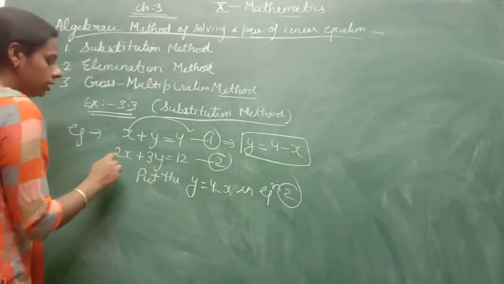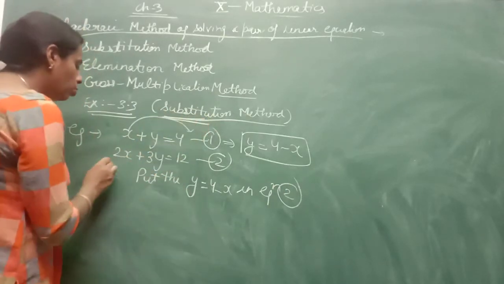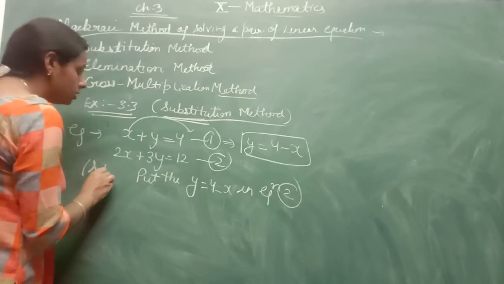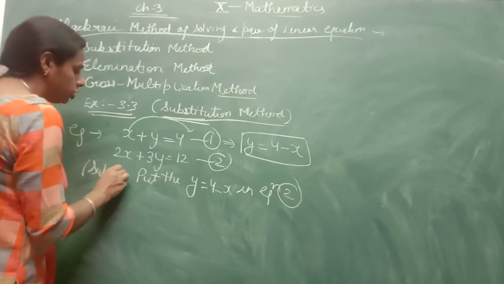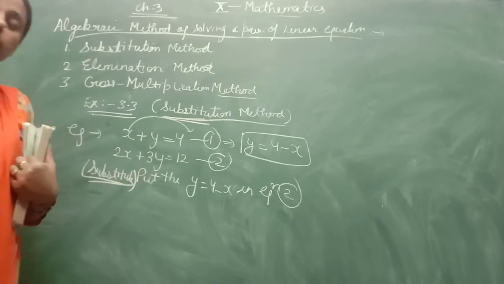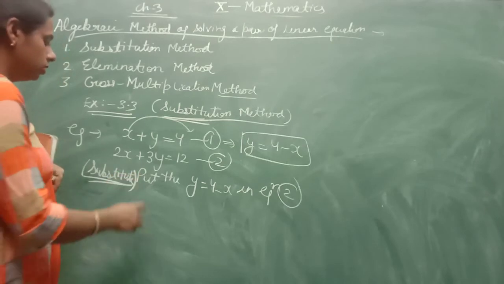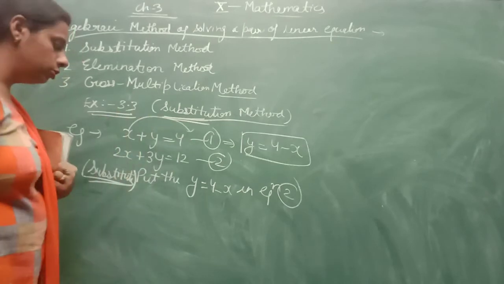Put here means substitute. Substitute means put, so both are the same word. That's why this method is called the substitution method. Substitute and put have the same meaning, so this method is known as the substitution method.